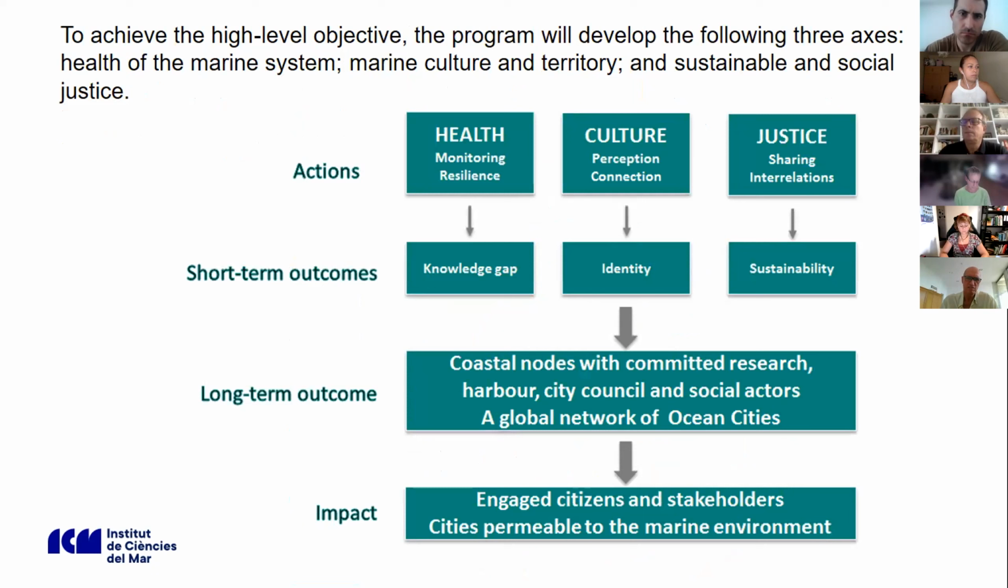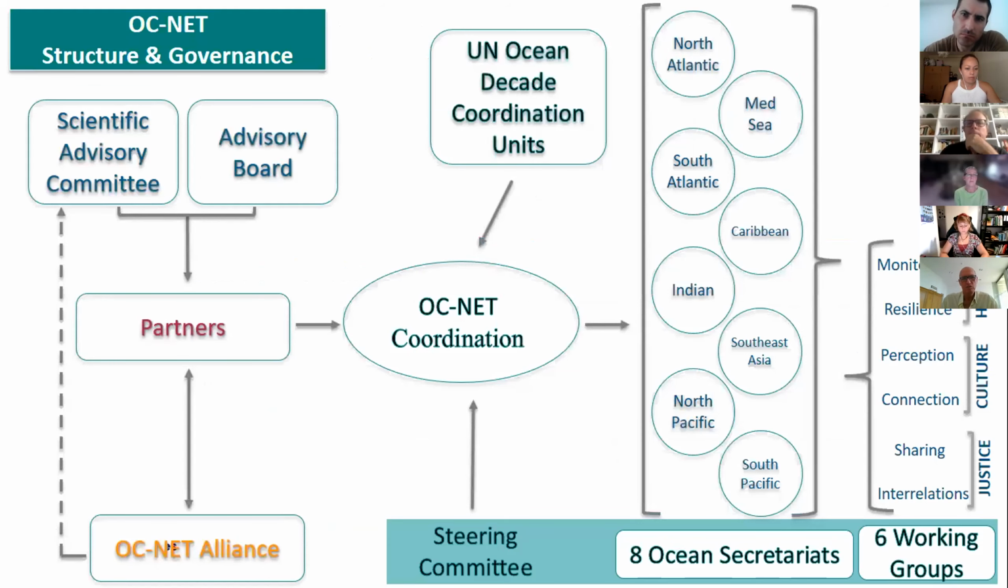So we have these three pillars. We hope to reach some short-term outcomes. The project will build from these local nodes into these secretariats and globally. But what we want is for everybody to hopefully get involved. We hope to get some support locally, but also from the UN, and hope to have these long-term outcomes and impacts of engagement with the citizens and the stakeholders. And just this is the last slide. This is a little bit of the organization that is set up.